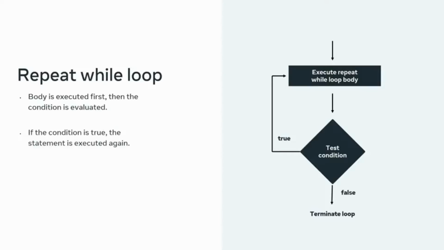If the condition is true, the code block is executed again. The condition is then evaluated once more. This process continues until the condition is false. Only then will the loop terminate. In a real-world scenario where you may need data from a user up front, the repeat while loop can be used to show them the information you require before they can continue using the service.